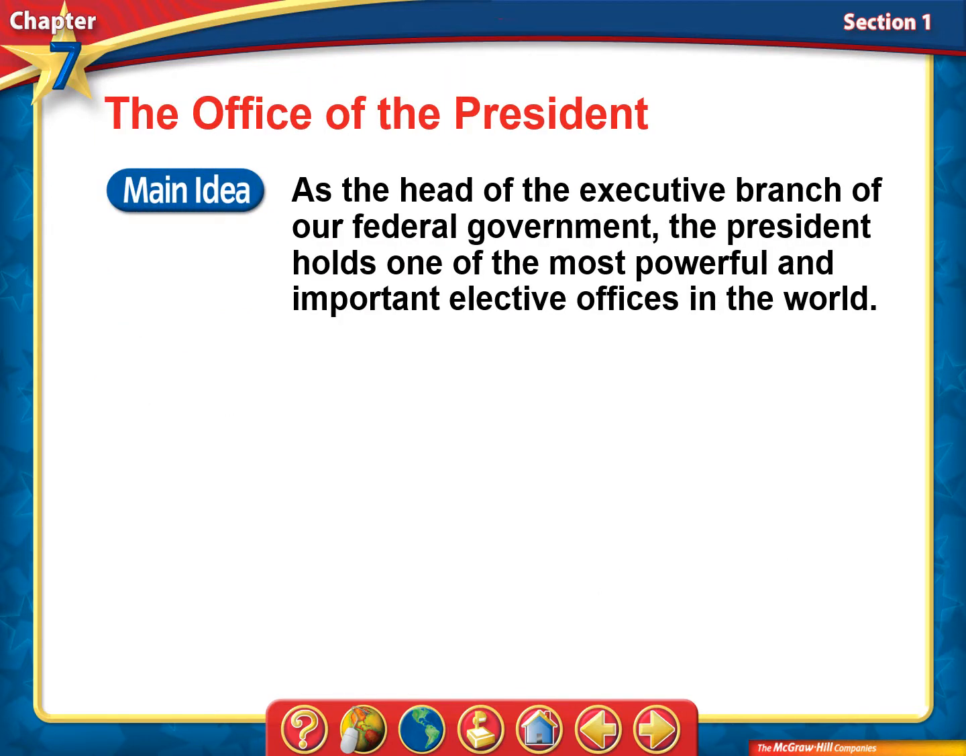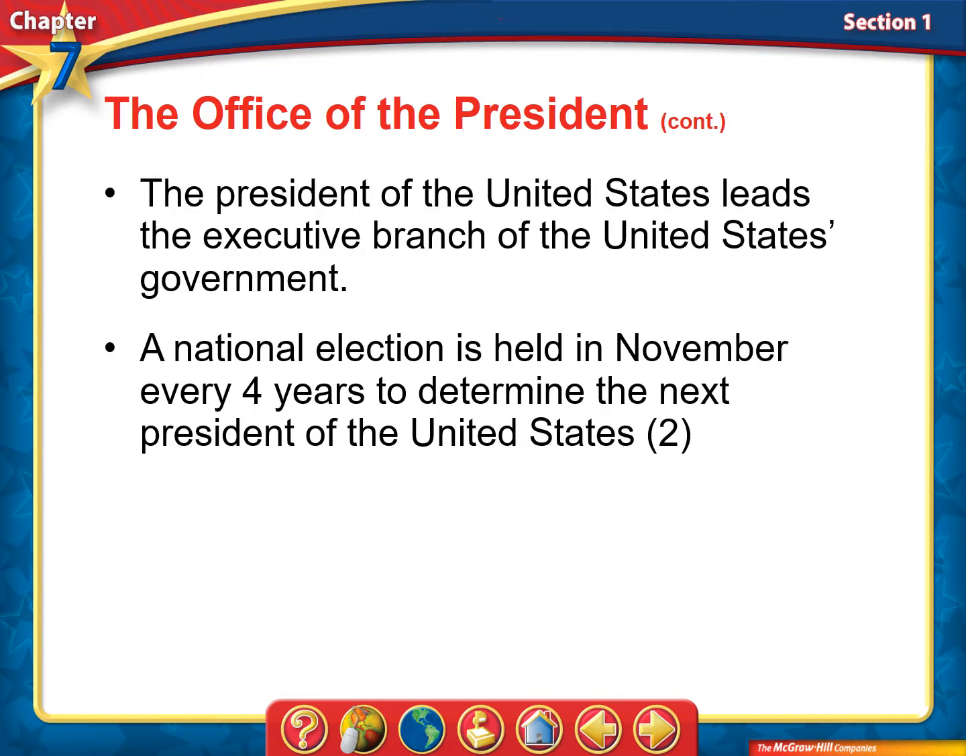So the first part here is we're talking about the office of the president, and I just want to lay out what the president does and why it really is one of the most important offices, not just in this country, but really in the world. So first off, what do you have to be a president?